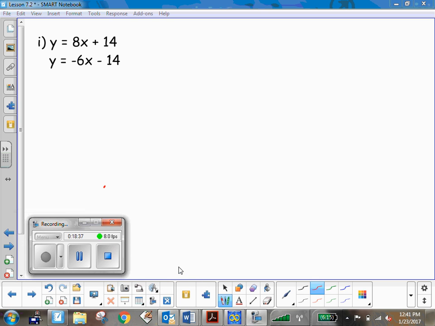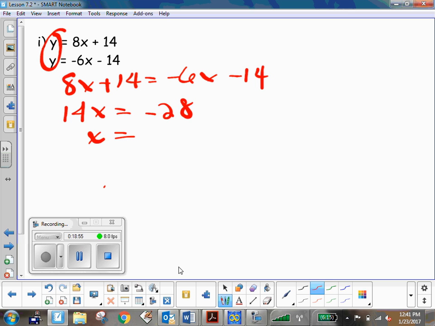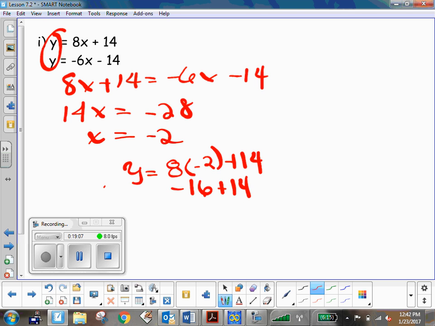All right. So this is one of those cases again where y is equal to both of these. So 8x plus 14 equals -6x minus 14. I'm going to get 14x is equal to what? -28. So x is equal to? All right. So then y is equal to 8. If I plug it into the first equation, times -2 plus 14, -16 plus 14, or negative. So -2, -2. Are we good on this stuff?